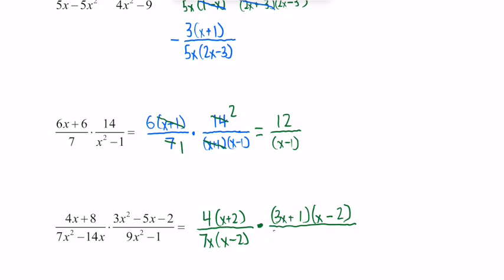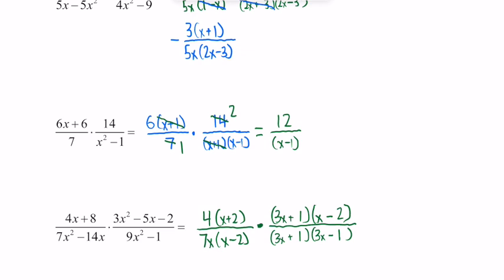In the denominator, 9x squared minus 1 is a difference of squares. The square root of 9x squared is 3x. We put that at the beginning of each group. The square root of 1 is 1. We put that at the end of each group. Then we put a plus in one group, a minus in the other group.